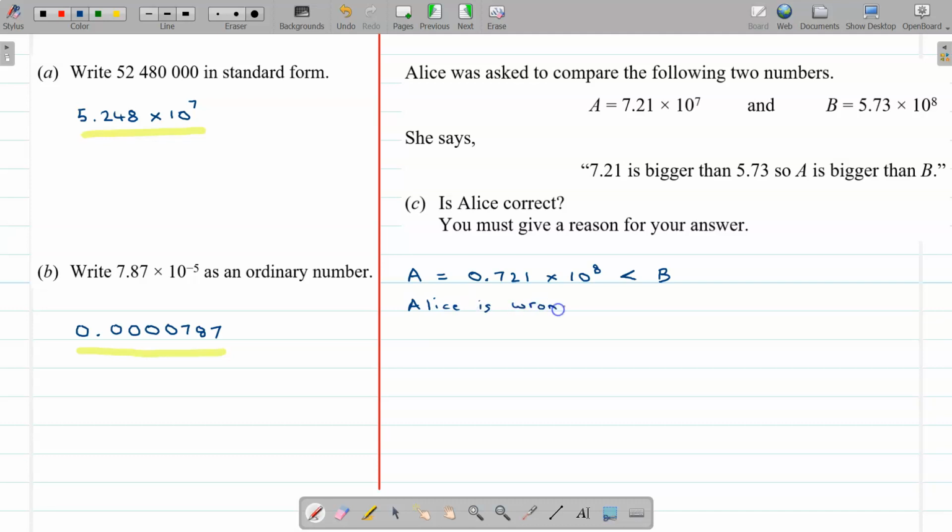Okay, and since 0.721 is less than 5.73. Okay, and that certainly should get you the marks.